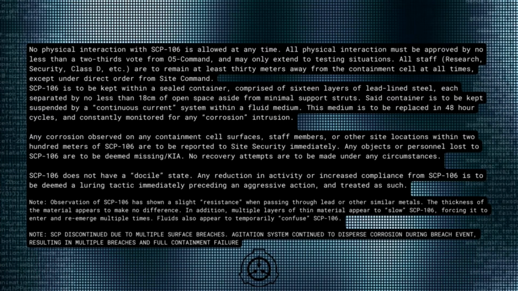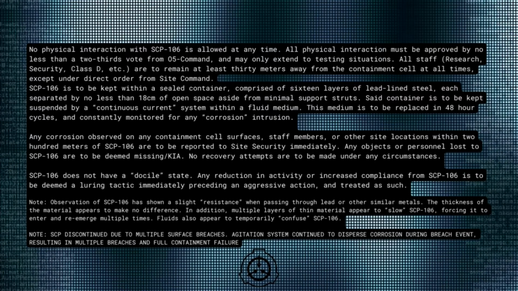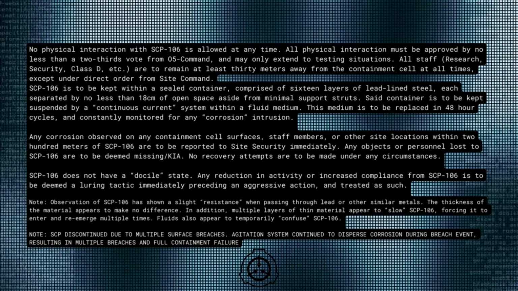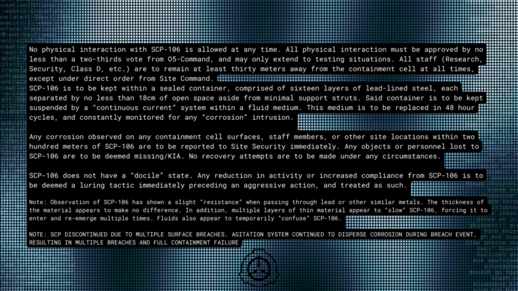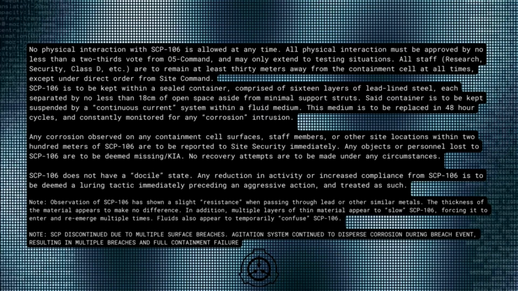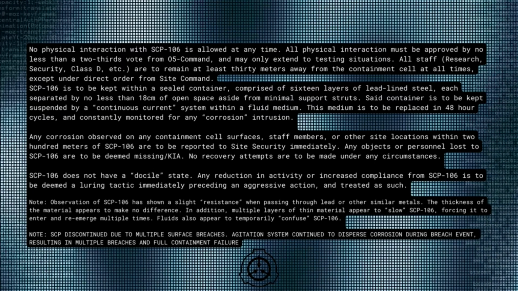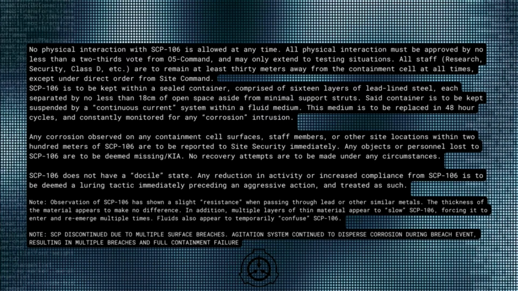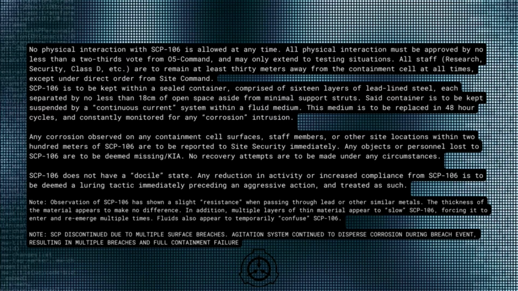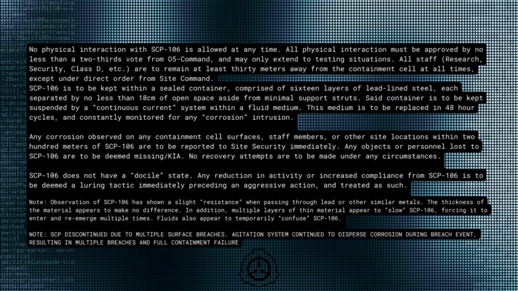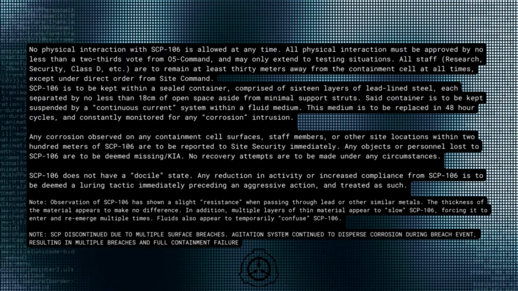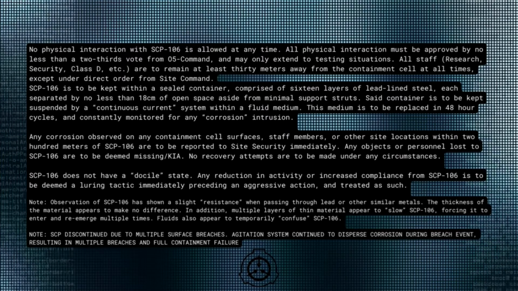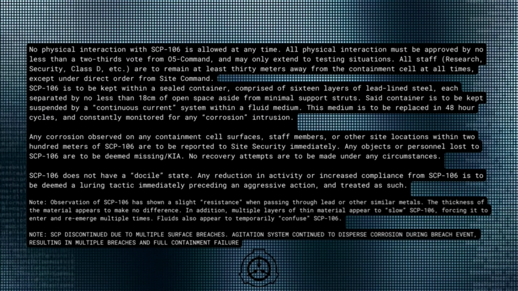SCP-106 is to be kept within a sealed container comprised of 16 layers of lead-lined steel, each separated by no less than 18 centimeters of open space, aside from minimal support struts. Said container is to be kept suspended by a continuous current system within a fluid medium. This medium is to be replaced in 48-hour cycles and constantly monitored for any corrosion intrusion.